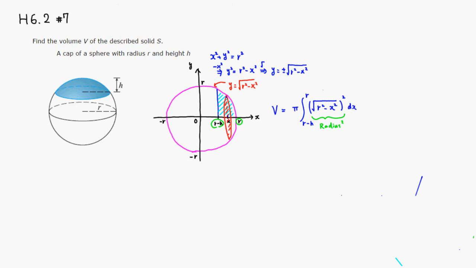So luckily we can just cancel the square and the square root. So all you have to do is evaluate this integral: pi times the integral from r minus h to r of r squared minus x squared with respect to x. I'll let you guys finish it up. That's it. I hope that this was clear.